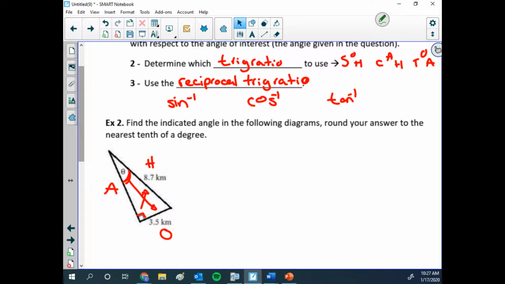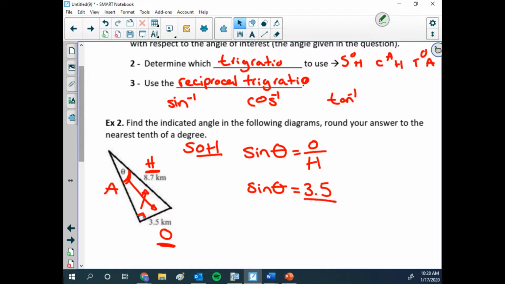These ones are usually a little bit easier to define what trig ratio you're going to use because I have O and I have H. So I have O and H. I'm using SOH. So then I would go sine theta equals O over H, and I'll take the information I'm given and substitute into that formula. So sine of theta equals the opposite, which is 3.5 in this question, over the hypotenuse, which is 8.7 for here.